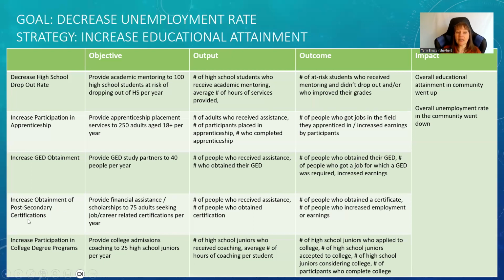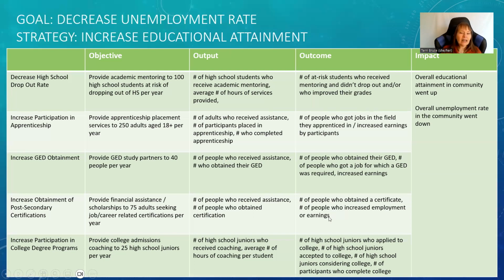Increased obtainment of post-secondary certifications. Number of people who received assistance is a perfectly fine output, but you can also look at number of people who obtained certification. So it's not just that they got assistance, but did they get a certification? Well, if we're going to use this as our output instead of the outcome, then the outcome has to be reformulated to something more complex, which would be something like number of people who increased their employment or earnings.